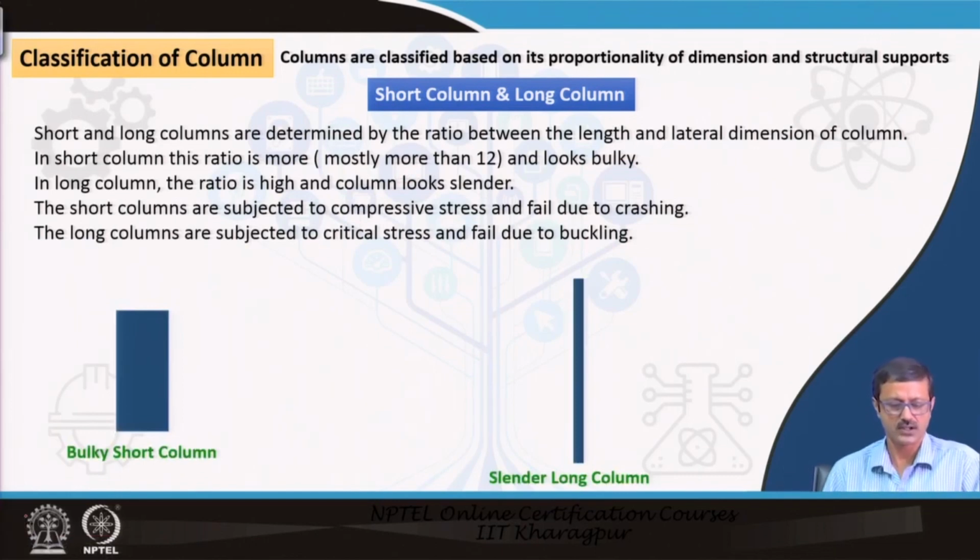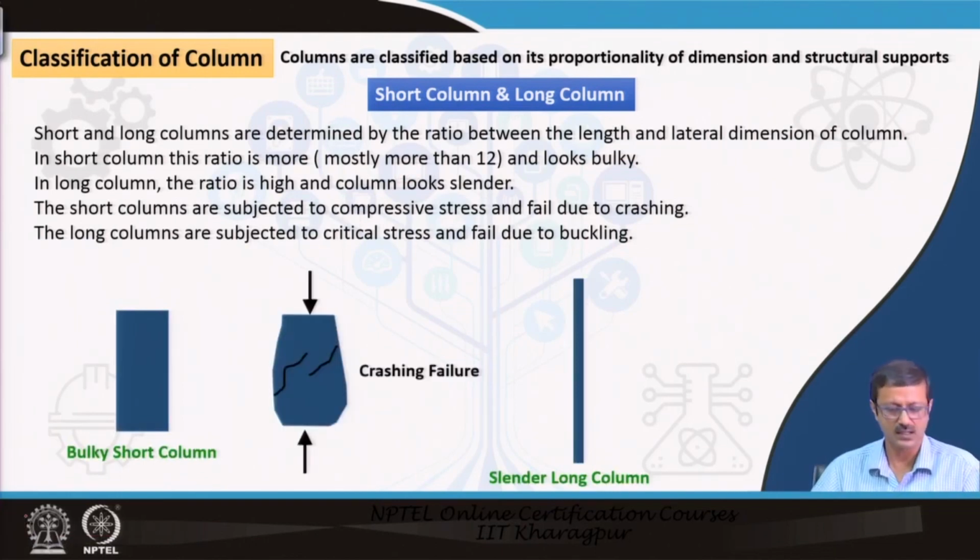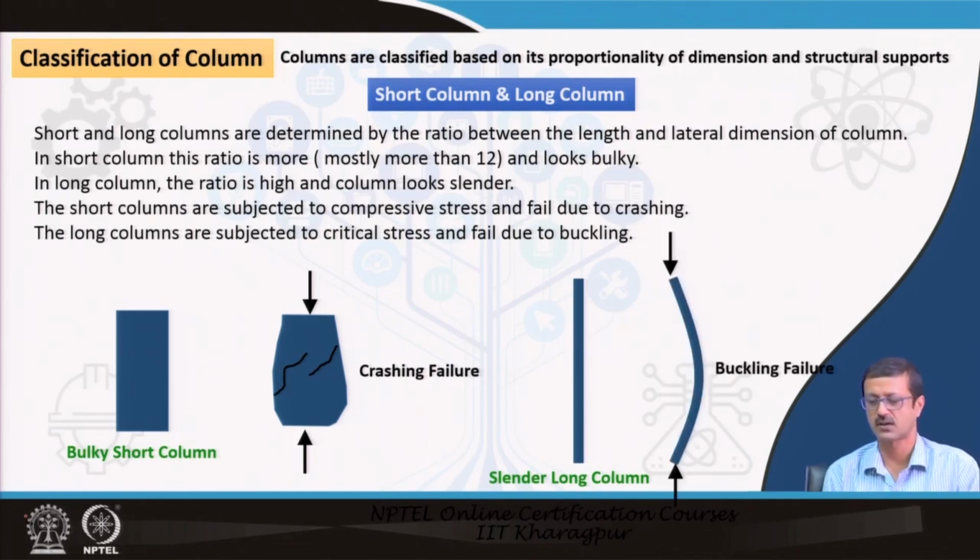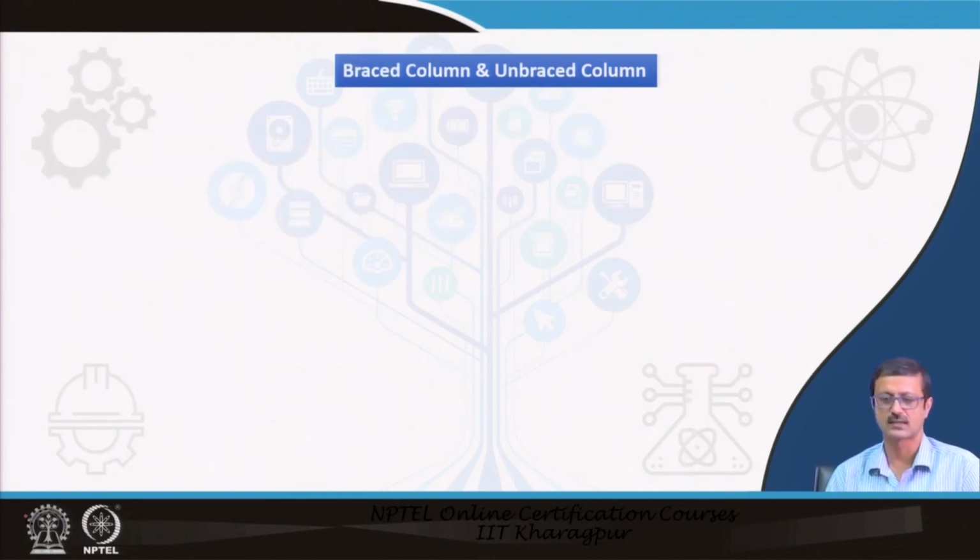So, these are the bulky short column and this is a slender long column, and this is going to crash. If there is a load, it is going to crash and give a compression failure. In the case of the long column, it is going to bend, it will buckle, and that load or stress is called the critical stress. We will find out how to find the critical stress.